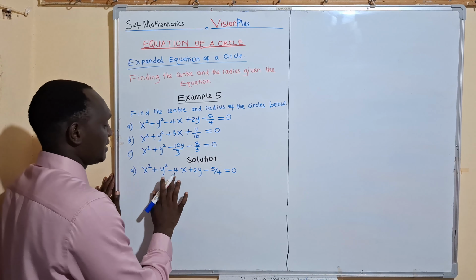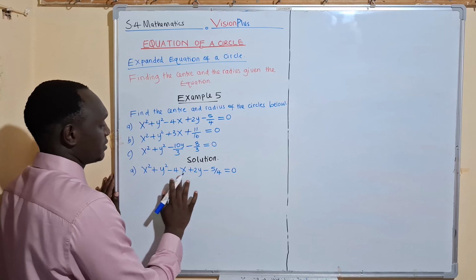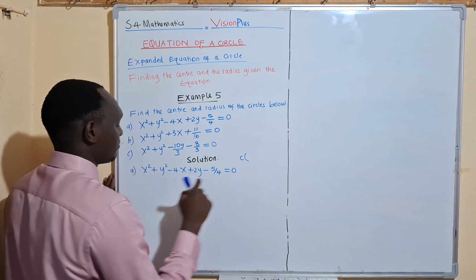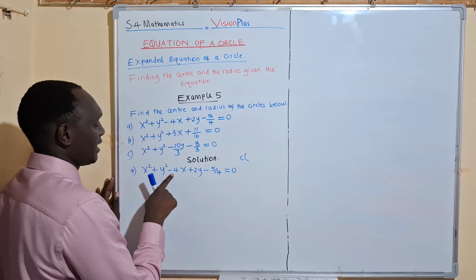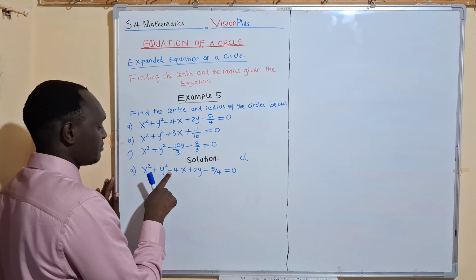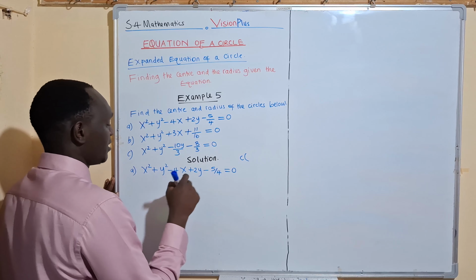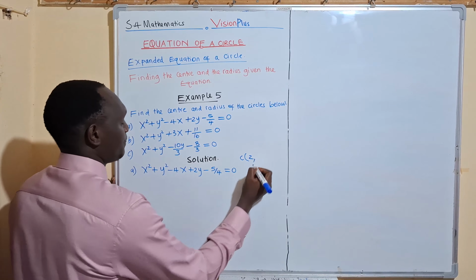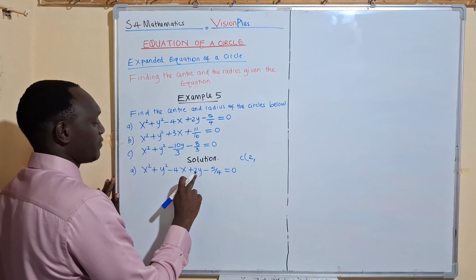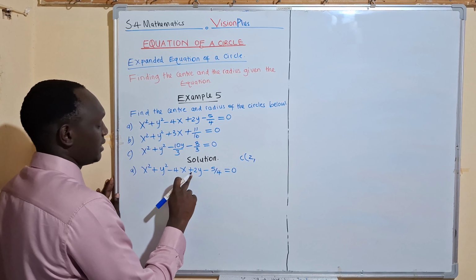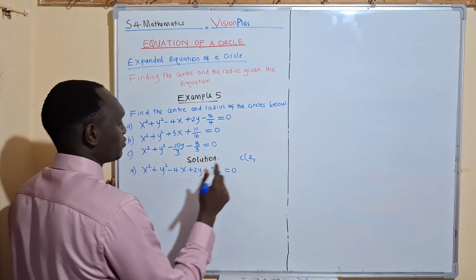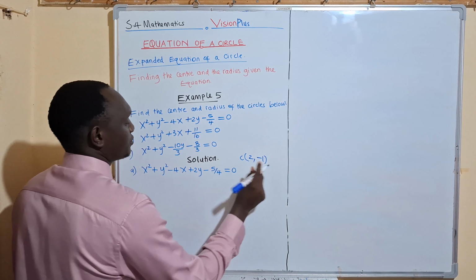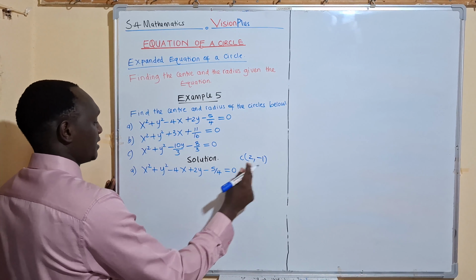By inspection, I showed you a simple trick which is quicker. The center is given by: you come to the coefficient of x to get a. If it is negative, you make it positive. Positive 4 divided by 2 is 2. Then you come to the coefficient of y to give you b. It is positive here, we change it to negative. Negative 2 divided by 2 is negative 1. So in the end, we must get these coordinates.